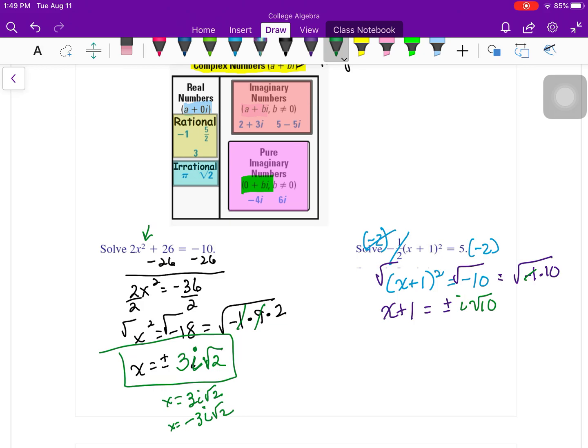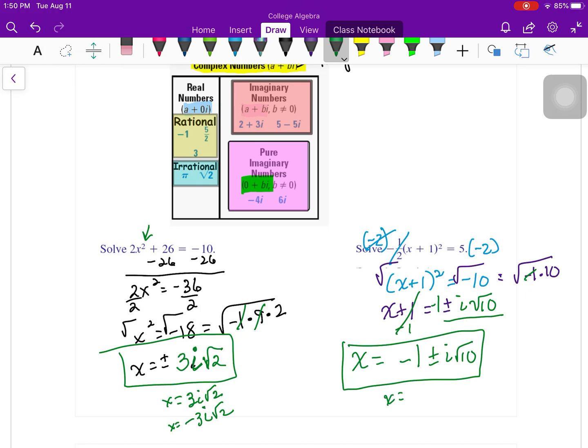But that's what x plus 1 is. I want x, so I'm going to subtract 1. Whatever I do to this side, I'm going to do in front of this number, so I'm going to put my negative 1 in front there. And I get x equals negative 1 plus or minus i square root 10, which is also two complex roots. It is negative 1 plus i square root 10 or negative 1 minus i square root 10.